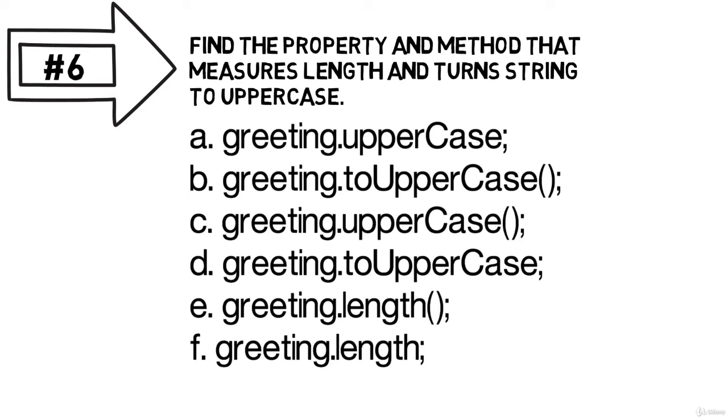And the answers are B and F. To turn a string into uppercase, we use the toUpperCase method. Because this is a method, we have the parentheses attached to the name. To find the length, we are using the property length. Properties do not have parentheses. As a new developer, as you are still trying to grasp the difference between properties and methods, you can always tell by the presence or absence of those parentheses.